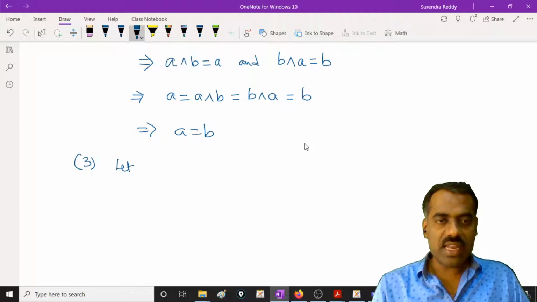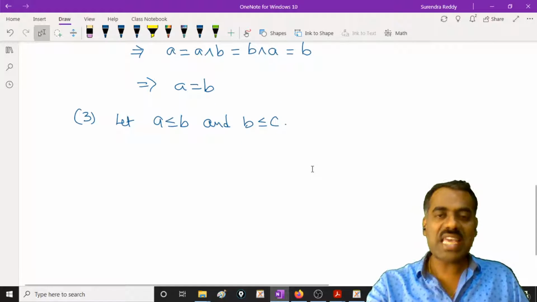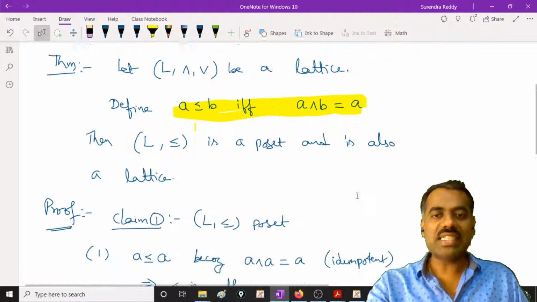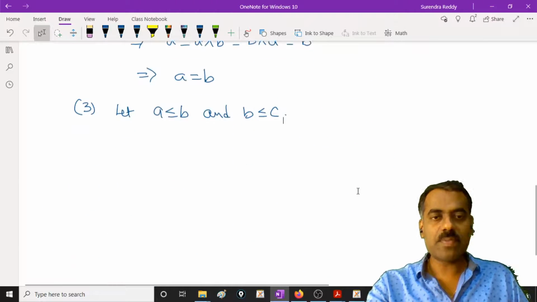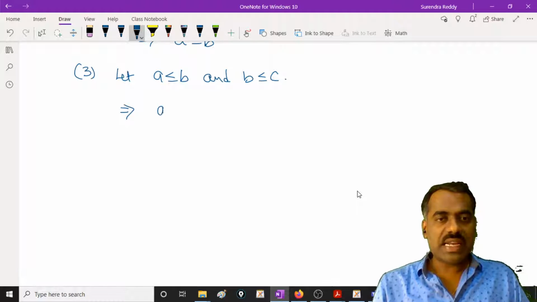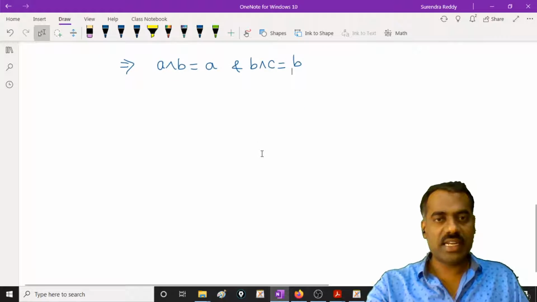So start with: let A be less than or equal to B and B less than or equal to C. What do we have to prove? We have to prove that A is less than or equal to C, right? So to prove A is less than or equal to C, we have to show that A meet C is the same as A. That we have to keep in mind, right? Fine. But from this given data, what will we conclude immediately? A meet B is equal to A and B meet C is equal to B, left hand side, right?